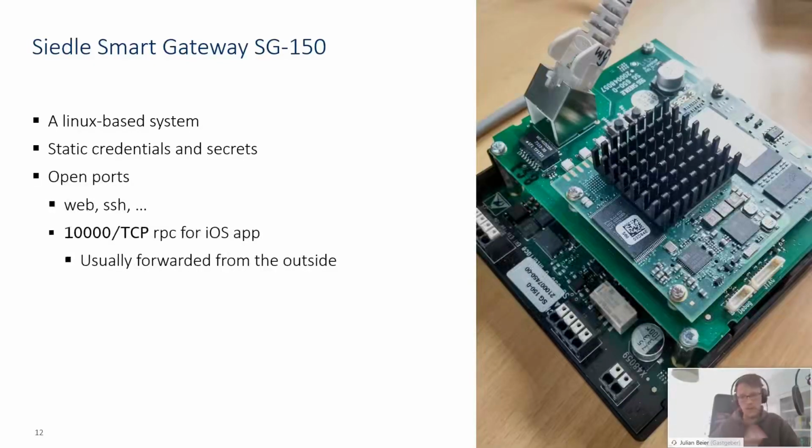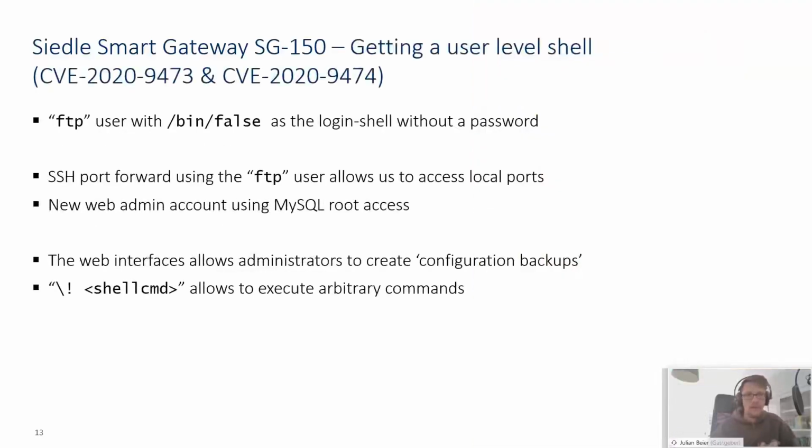So the only caveat for this entire exploit chain is that you already need access to the local network of the building where this device is installed, and you have to be basically behind the firewall and in the same network as the smart gateway. Right. So let's look at the first two vulnerabilities we found.